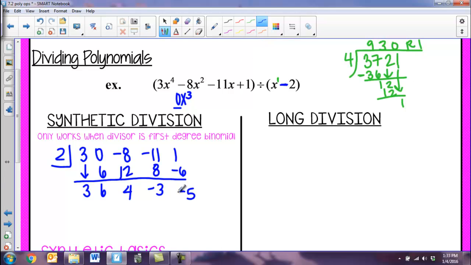Okay, this right here is going to tell you your remainder. So when I multiply this out, or if I multiplied it out, I'd have to add a negative 5 to make sure it's there. And so finally, what I do is I take these coefficients and I make a new expression out of them.